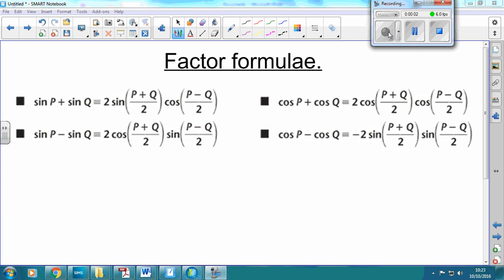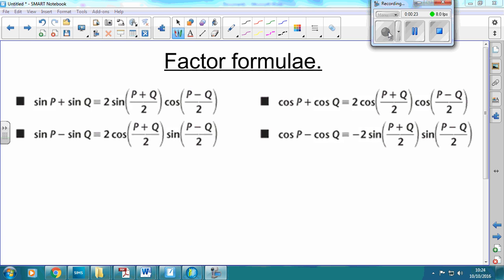Okay, year 13s, we've come to our final lesson on trigonometry. There is some differentiation. However, the final lesson in the trig chapter is factor formulae. And so in your notebook, it's going to get you to copy down these 4 formulae here.